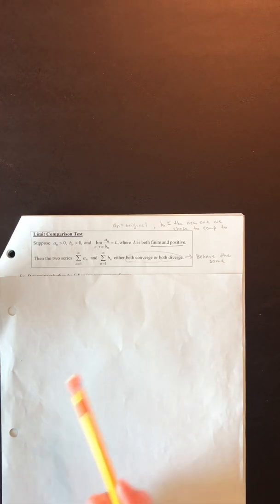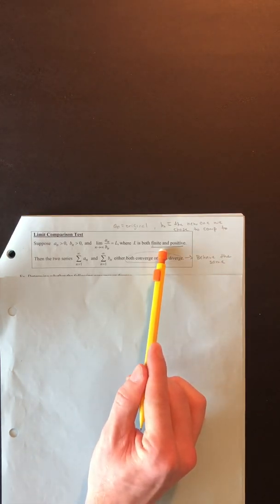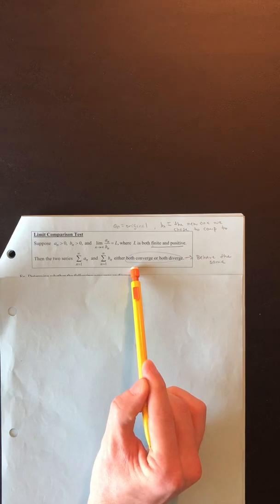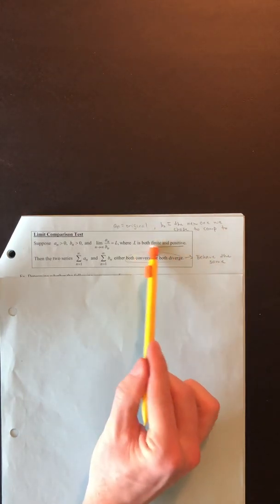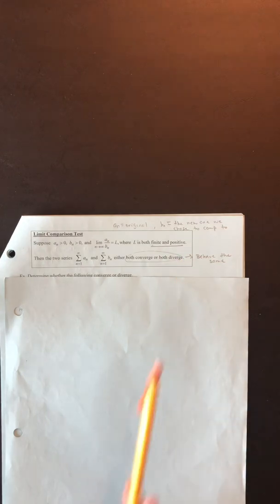All this test tells you is that if the limit is finite and positive, then the two will do the same. It doesn't tell you what happens if this isn't met. So be careful not to overextend this limit comparison test. It only works if that limit is finite and positive. All right, so let's do these couple of examples, then we'll be done with the comparison tests.